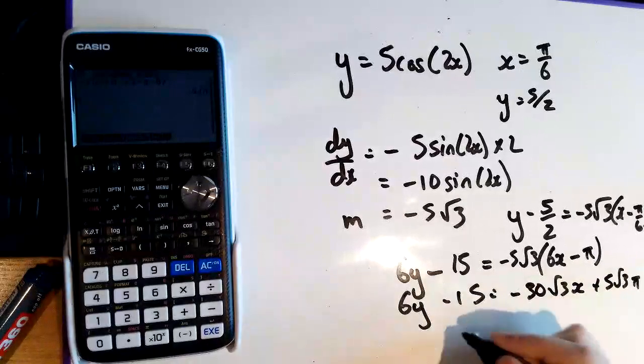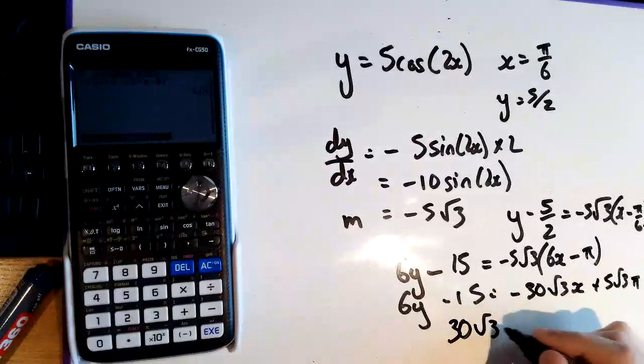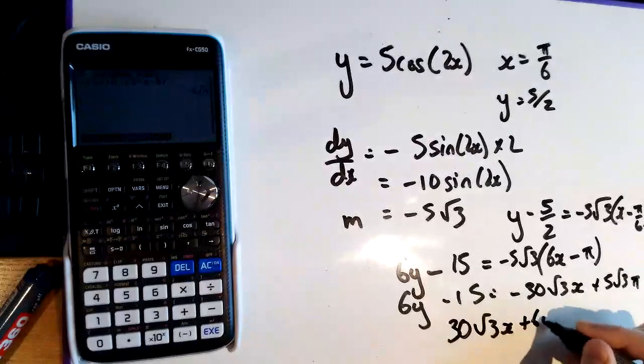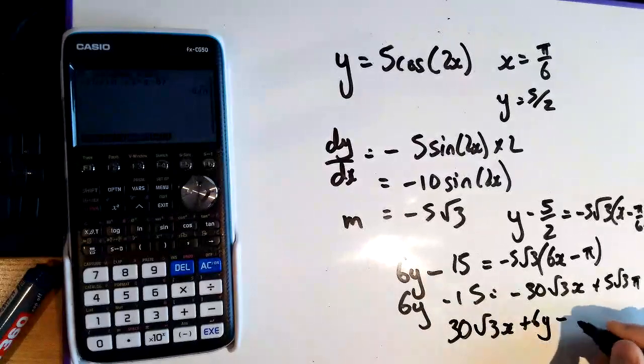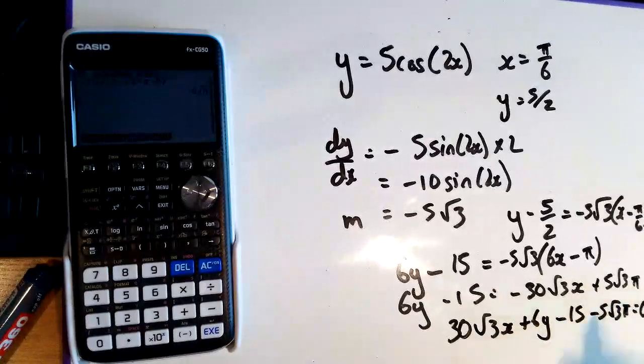Take everything to one side. So 30 root 3x plus 6y, take away 15, take away 5 root 3 pi equals 0. Or rearrange that to get y equals, if you want to.